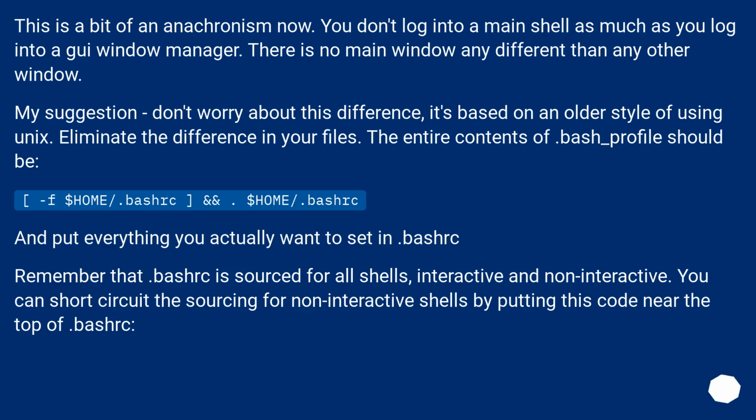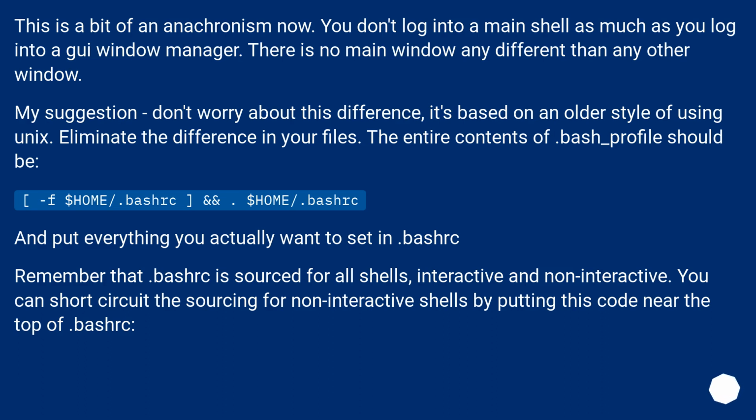This is a bit of an anachronism now. You don't log into a main shell as much as you log into a GUI window manager. There is no main window any different than any other window. My suggestion: don't worry about this difference, it's based on an older style of using Unix. Eliminate the difference in your files. The entire contents of .bash_profile should be: source $HOME/.bashrc. And put everything you actually want to set in .bashrc.